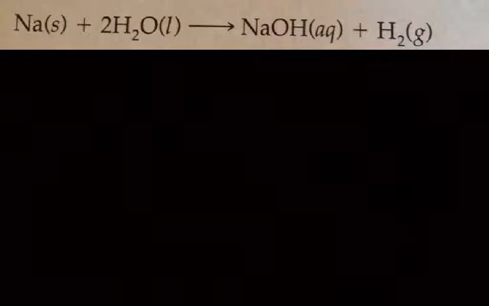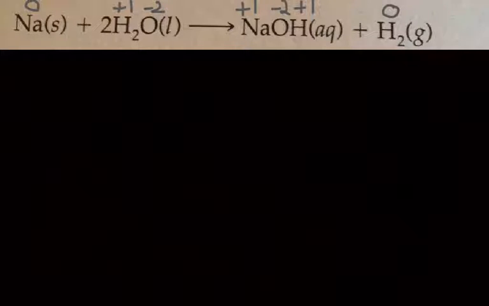This equation right here, we're going to do this one again. Na is by itself, so its oxidation number will be 0. Hydrogen most of the time will be +1, oxygen will be -2, and Na is +1. Oxygen most of the time is -2, hydrogen will be +1 here, and hydrogen by itself over here will be 0.